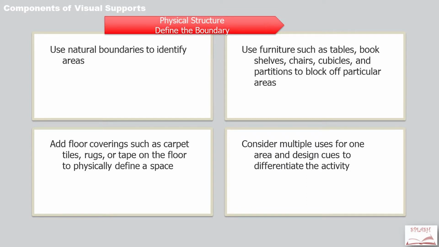Once you've determined the key areas you want to create in the classroom, you'll need to consider the materials you have available or will need to design the space. To segment the classroom into meaningful parts for each activity, begin by using the natural boundaries of the space and then arrange the furniture to block off specific areas. Tables, bookshelves, cubicles, and partitions can be used to divide or segment the space.